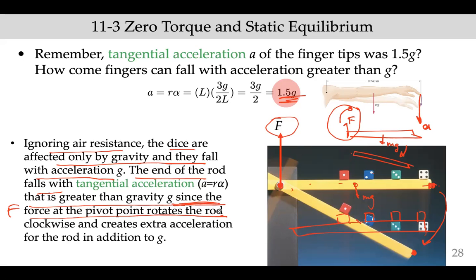So the force at the pivot point rotates the rod clockwise, and it creates extra acceleration for the rod in addition to g. And that's the explanation why the fingertips here are falling faster than g. Or here again, the tip of the rod went down more than the white die, which was falling with acceleration g. If this white one comes from here to here, you can see that the tip of the rod came down more because it has more acceleration.